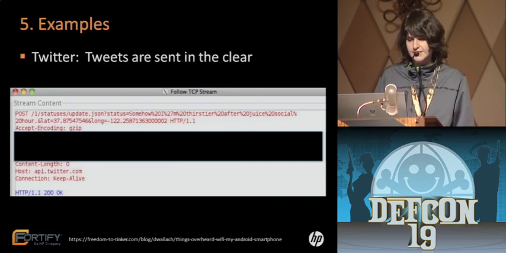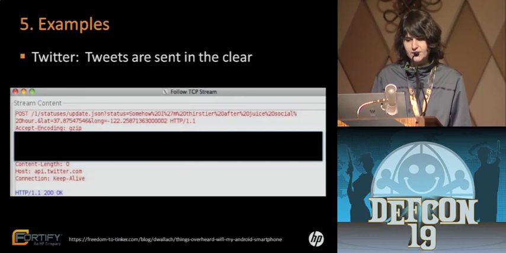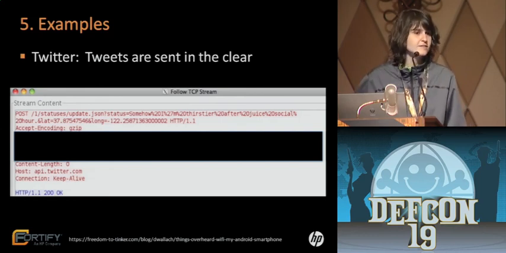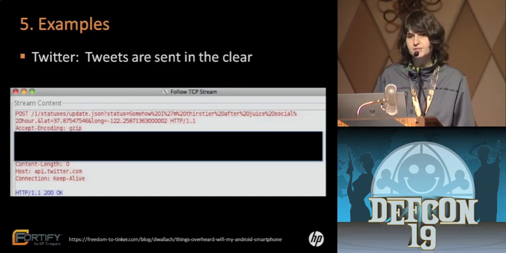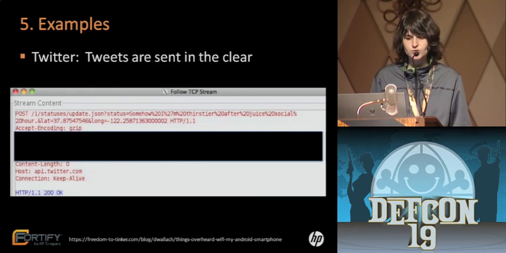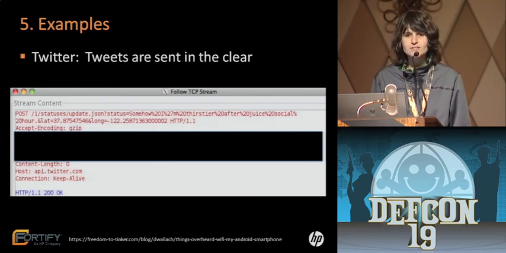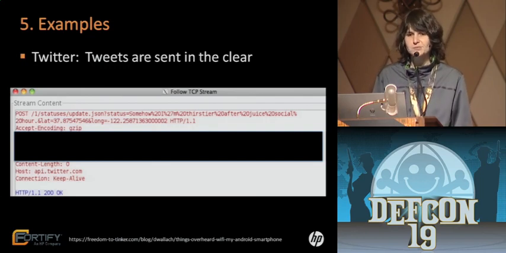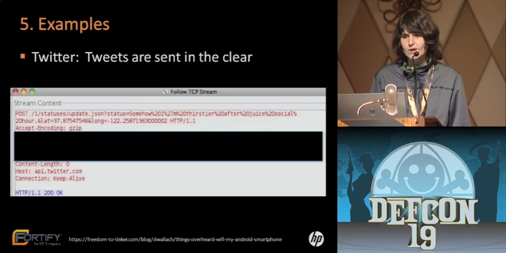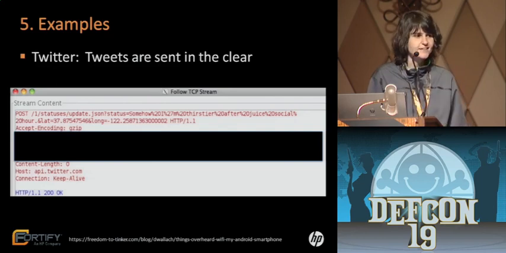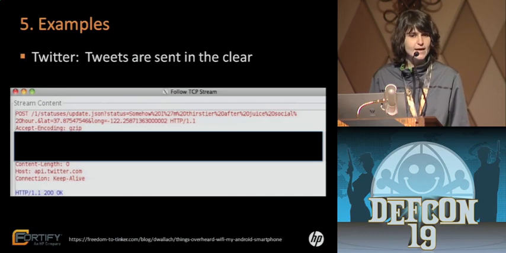And as you can see here, it sends the tweet, which is basically the value of the status parameter, in the clear. And in addition to that, it sends things like latitude and longitude of the person who's tweeting along, also in the clear. Obviously, both of these pieces of information are sensitive because one is the tweet and the other is the person's location. So the fact that anybody can access that is bad.